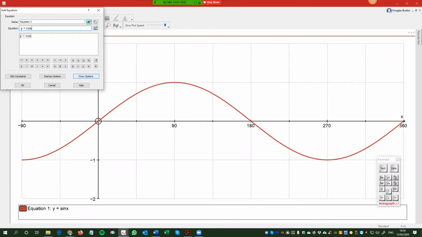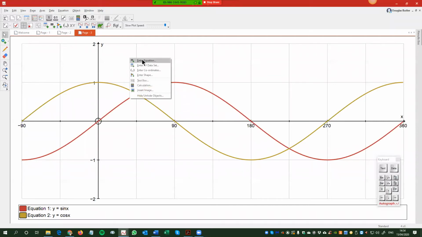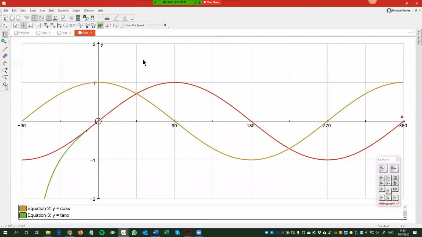Y equals cos x. Looks like exactly the same curve, but different by 90 degrees. Now they won't be learning about trig formulae like sine over cos is tan just yet, but you can certainly explore tan, which is very different. Tan, of course, comes up when exploring gradient a great deal with graphs. Let's enter equation y equals tan x. And something quite interesting happens at plus 90, it goes to infinity, and then back again.